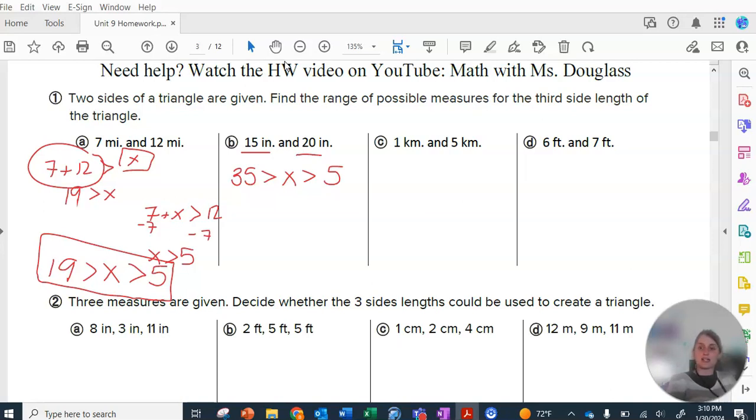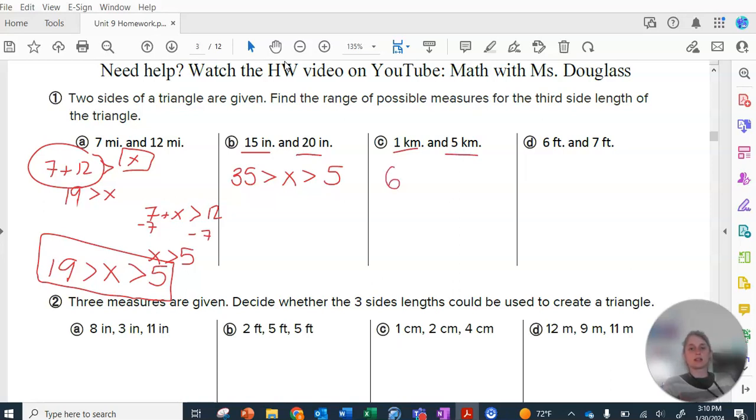We have to have a side length that is somewhere smaller than 35 but bigger than 5. So like 19, that could work. 22, 6, 5.002. That's bigger than 5 and smaller than 35, so those are all options for what that third side could be. So one last time for the folks who are in first period who didn't quite get all the way through the lesson today, you add them as if the missing side is the biggest.